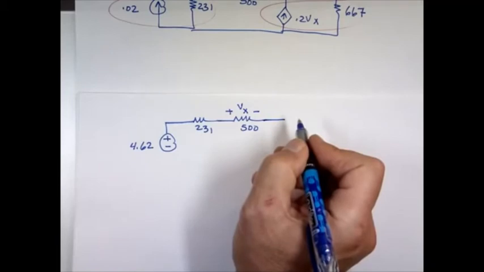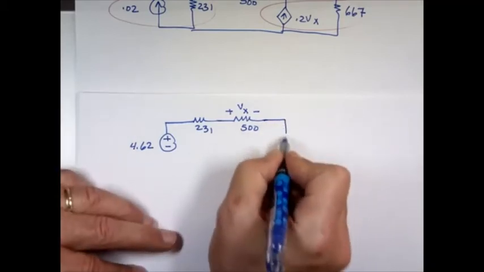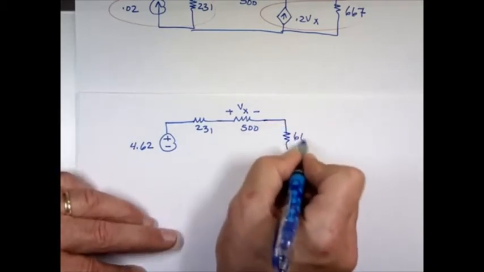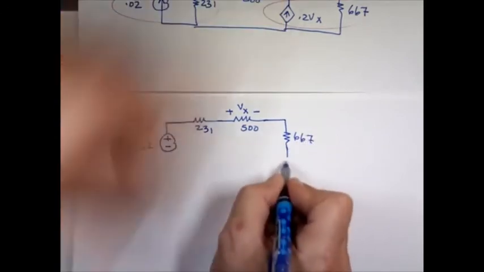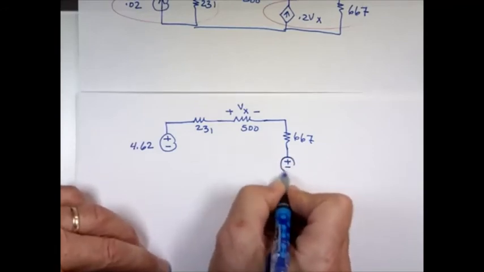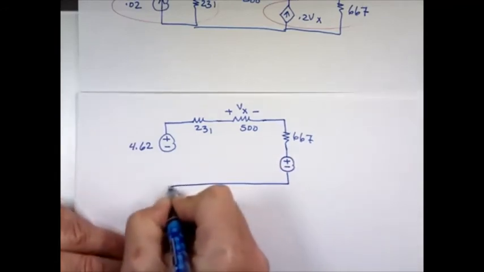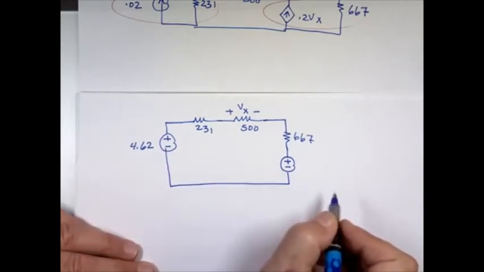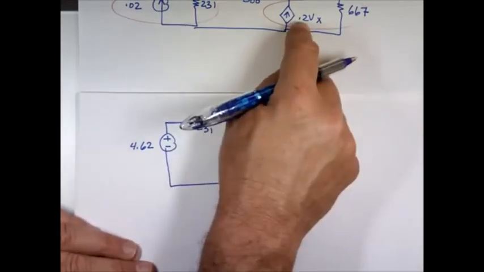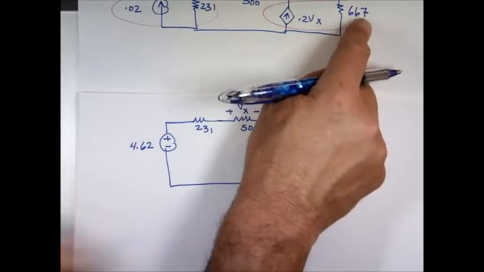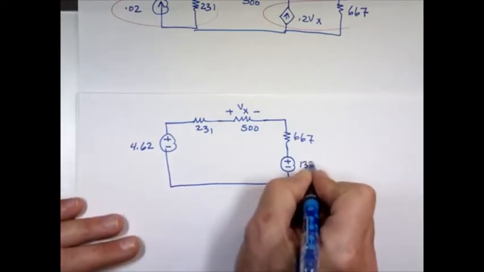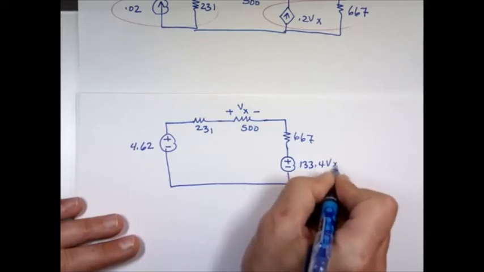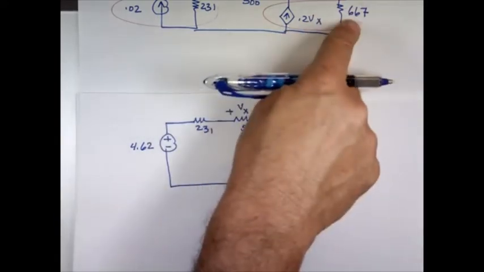Now I can put that resistor here, 667, and I can notice the arrows here go from the bottom to the top, so it's plus on the top, minus on the bottom. Of the value of that, what's 0.2 times 667? 133.4. Yep, 133.4 Vx. 0.2 times 667. V equals I times R.